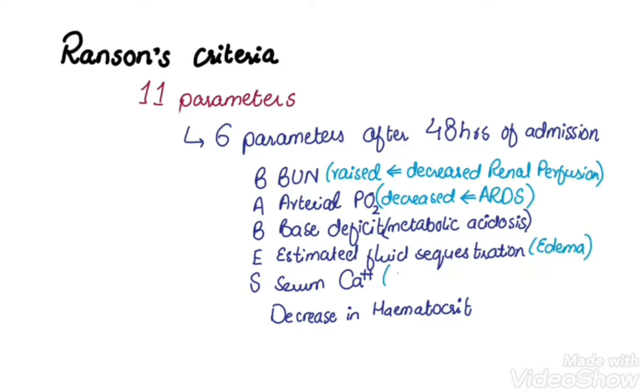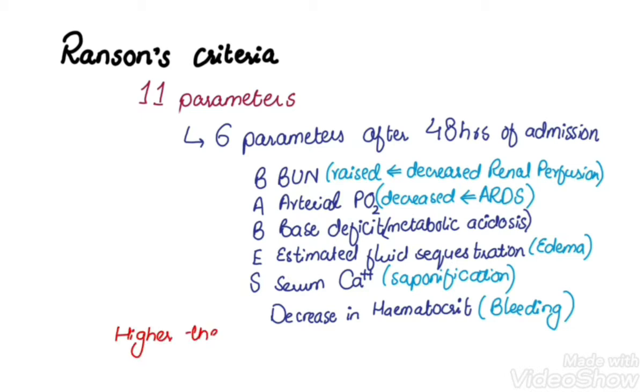These 11 parameters have specific values and cut off levels. Each parameter is assigned a score. After we assess these parameters and add up the score of the patient, we determine how severe his acute pancreatitis is, which tells us his mortality risk.